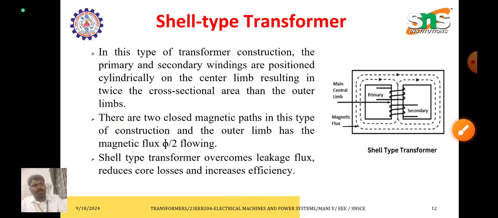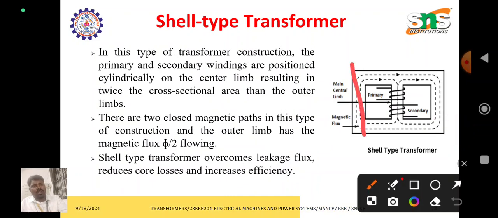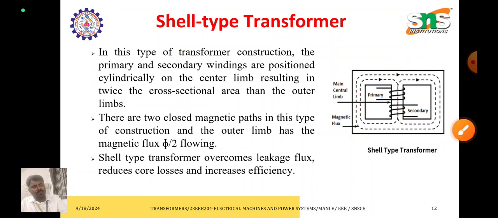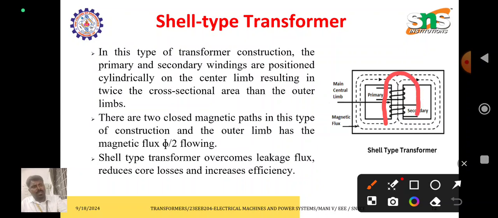But in the shell type transformer, there are three limbs, out of which both the primary and secondary windings will be on the center limb. First of all, on the center limb, we have to provide the laminated shield. After that, we provide the primary winding. After that, an insulating sheet will be provided. Again after that, we provide the secondary winding, and again an insulating sheet will be overlapped on the winding.